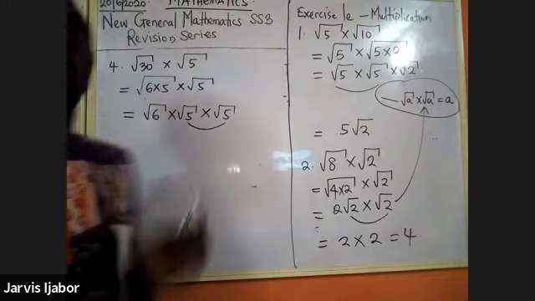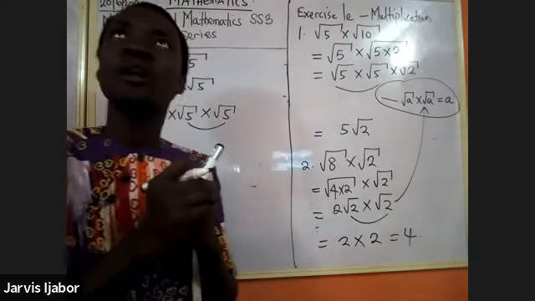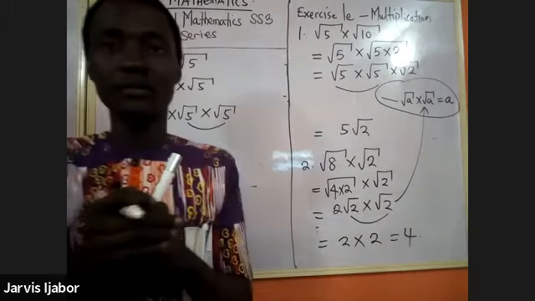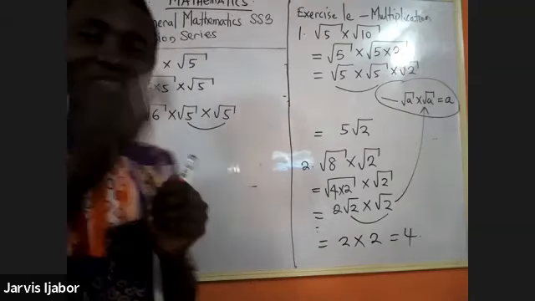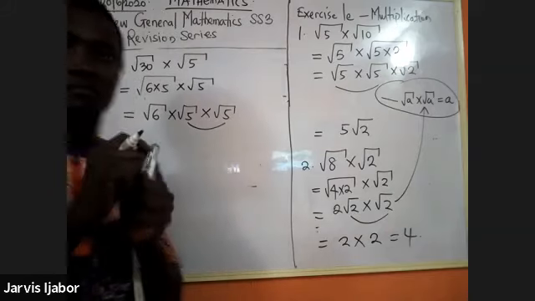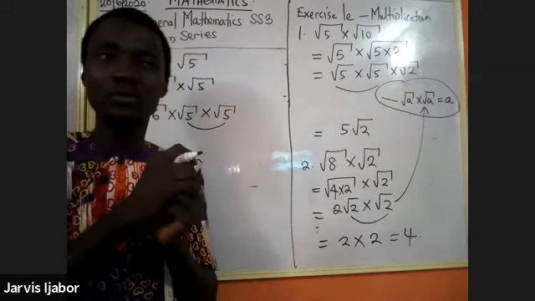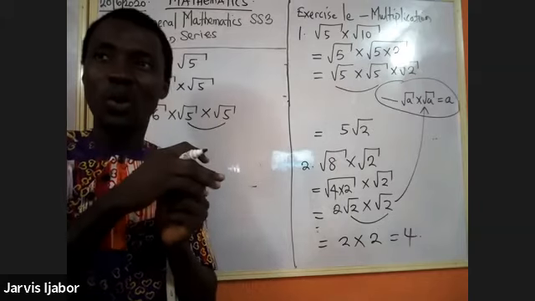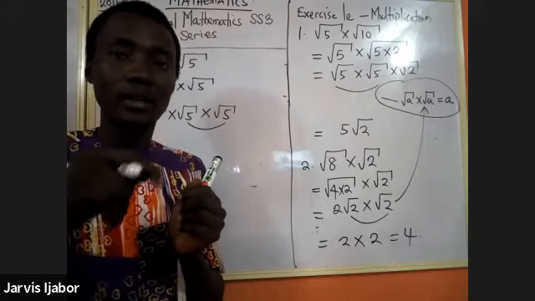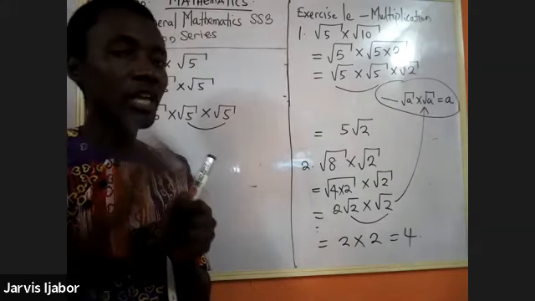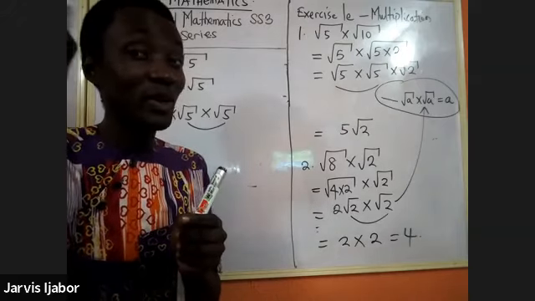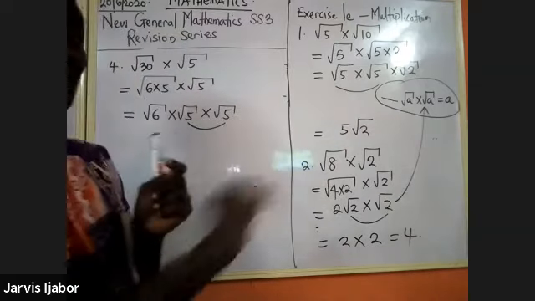I didn't say this: when you multiply two identical quadratic surds, or irrational numbers, you will get a rational number. I'll come again. When you multiply two identical quadratic surds, you will get a rational number. Keep this idea, keep these thoughts, because you're going to see them being used in this class shortly.